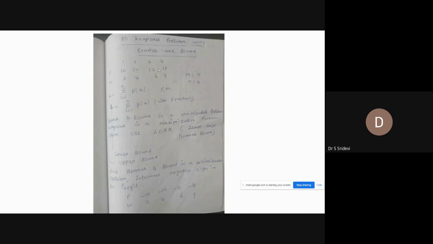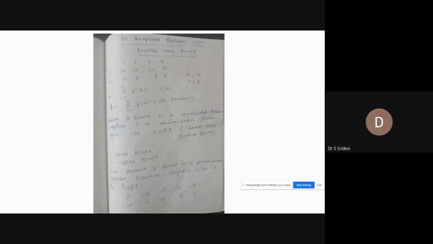So this is the problem given to you. 4 objects, and the first row is the profit, second row indicates the corresponding weights of the objects. The knapsack capacity, or the capacity of the bag, is equal to 15. And here you are going to consider 4 objects. So n is equal to 4.